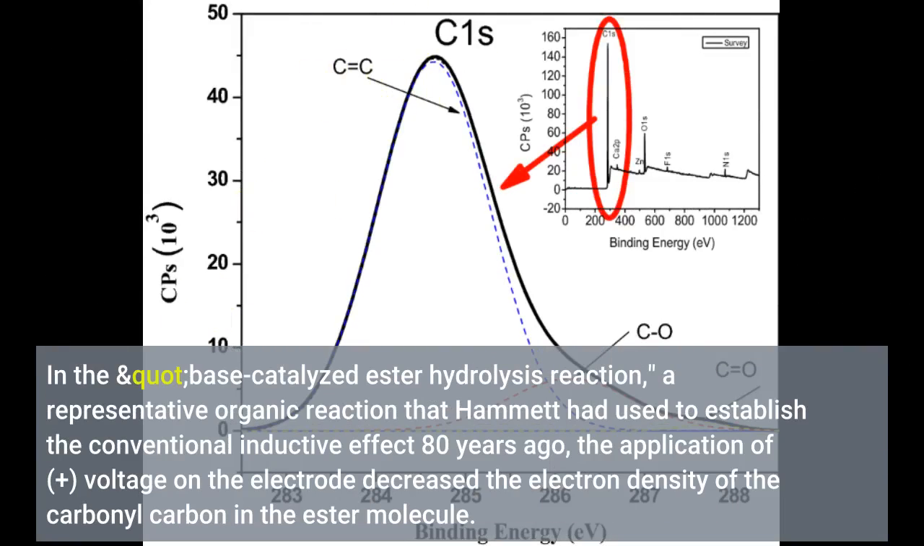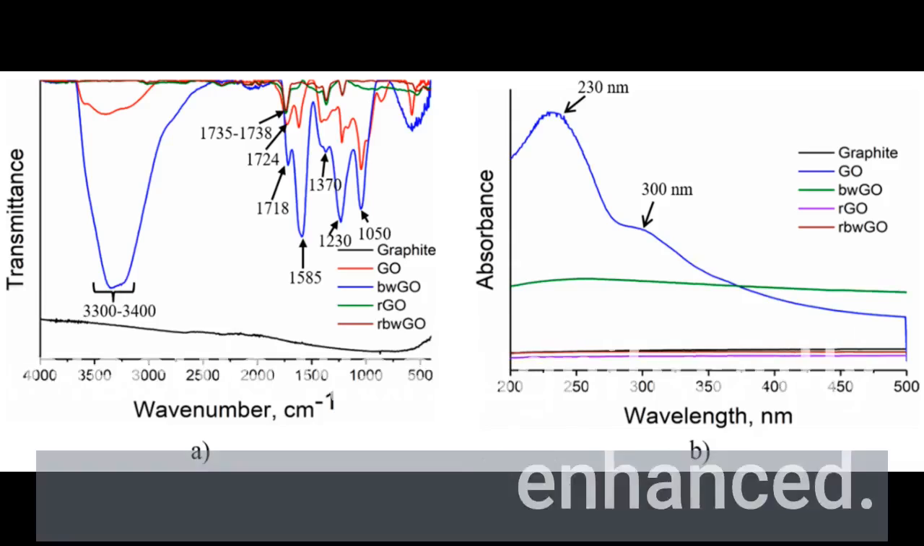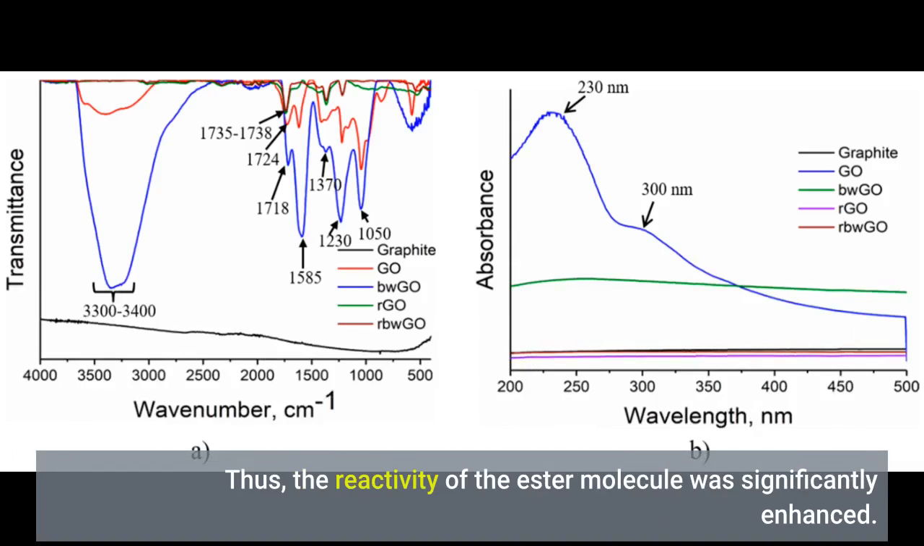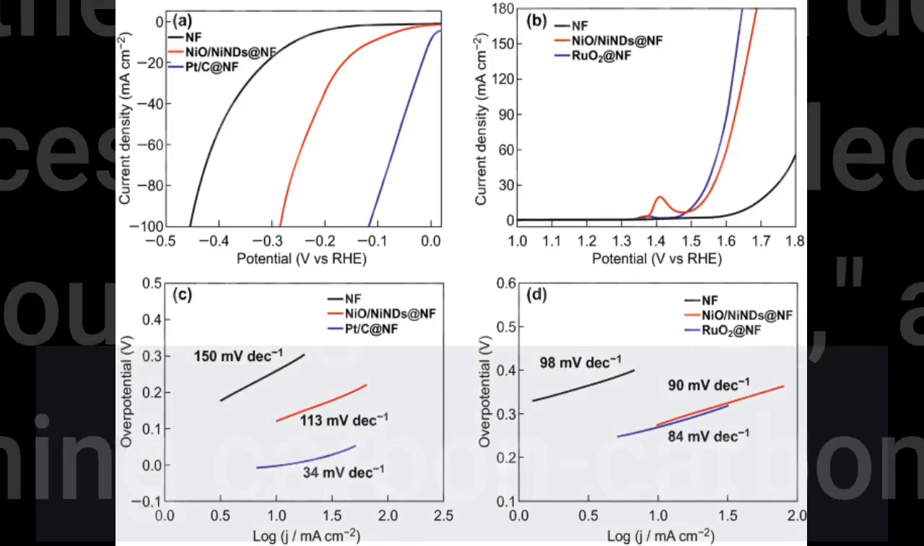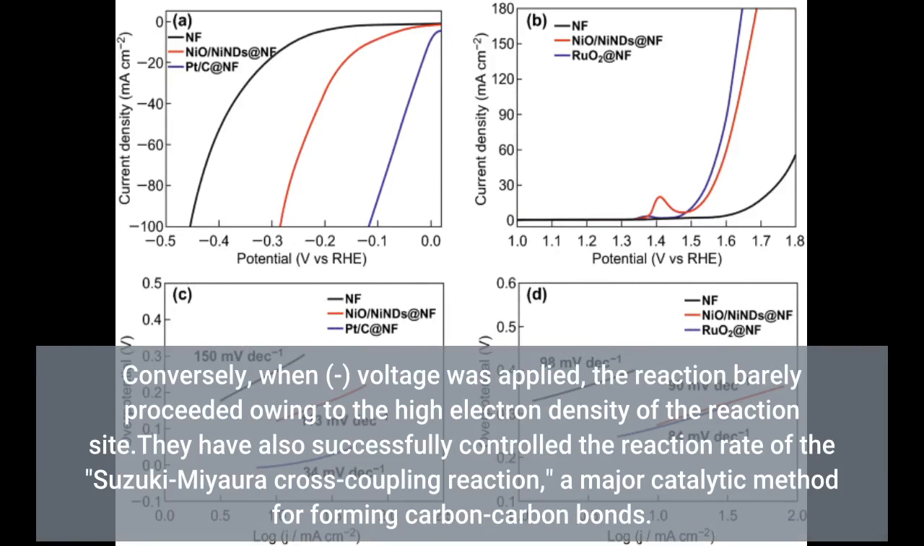In the base-catalyzed ester hydrolysis reaction, a representative organic reaction that Hammett had used to establish the conventional inductive effect 80 years ago, the application of plus voltage on the electrode decreased the electron density of the carbonyl carbon in the ester molecule. Thus, the reactivity of the ester molecule was significantly enhanced. Conversely, when minus voltage was applied, the reaction barely proceeded owing to the high electron density of the reaction site.